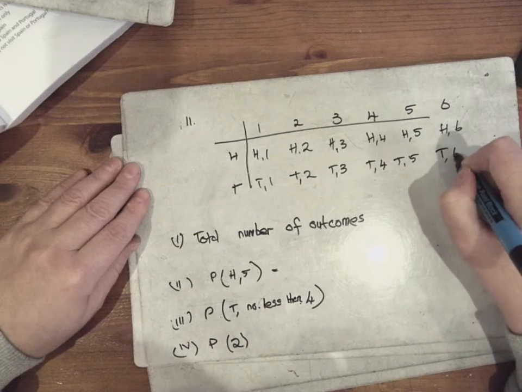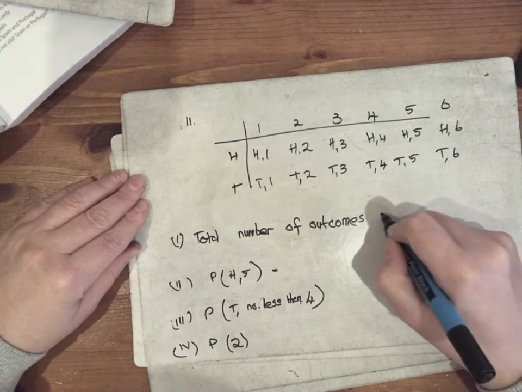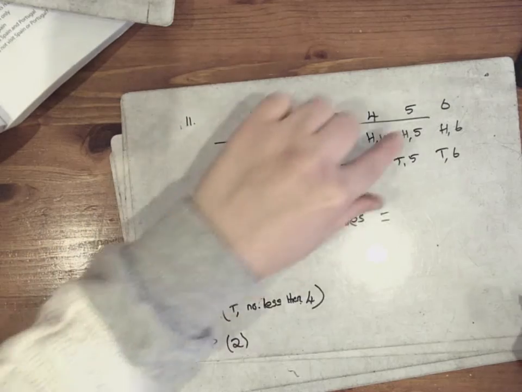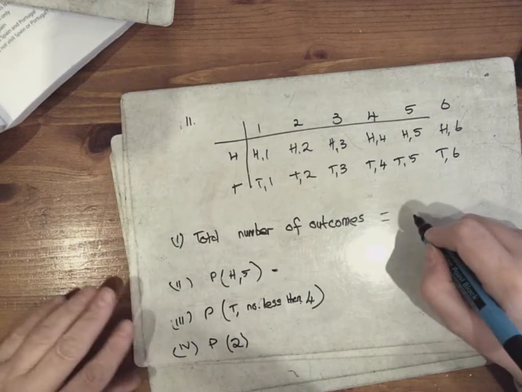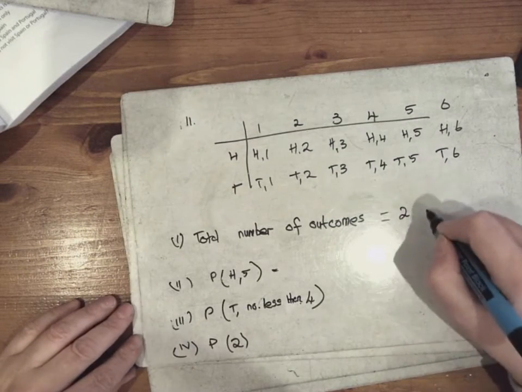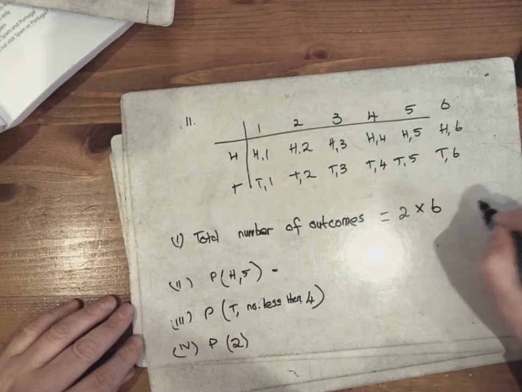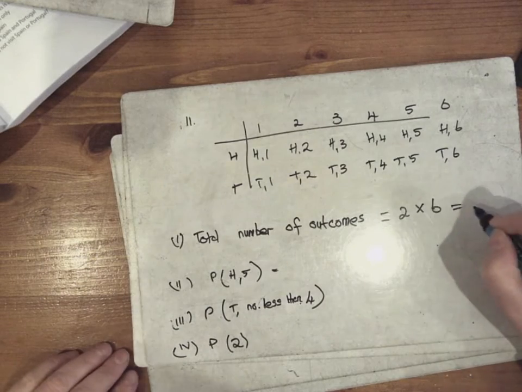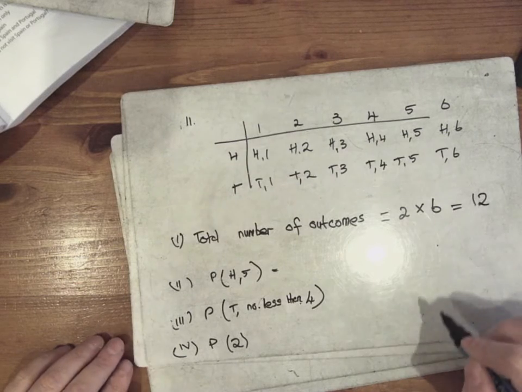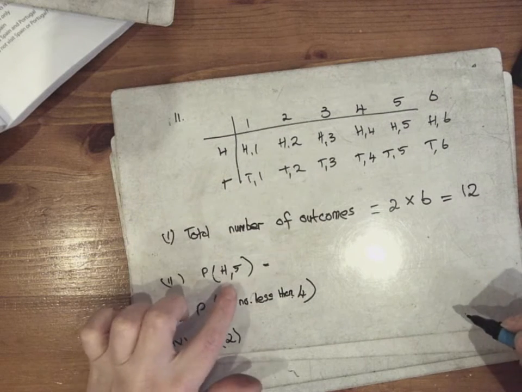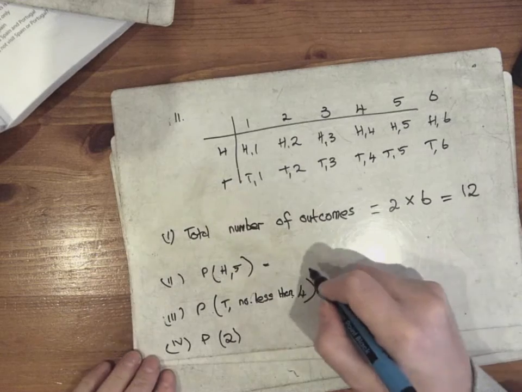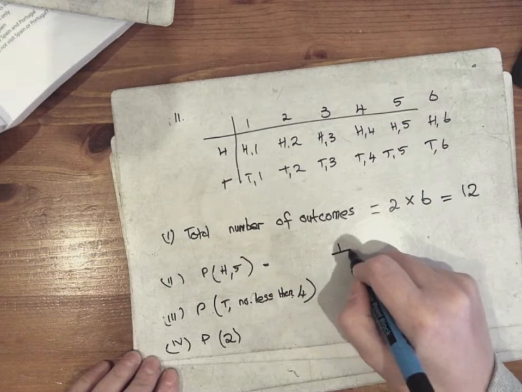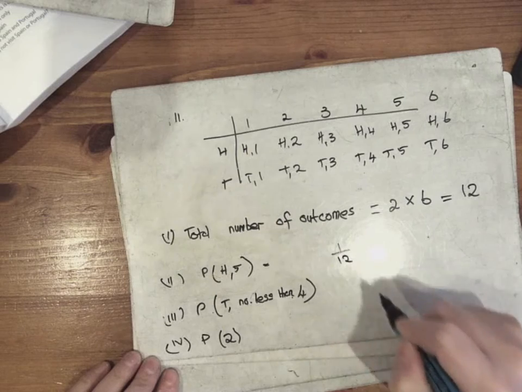So there are all your possible outcomes, and part 1 asks you for the total number of outcomes. Now you could just count them, and there's 12, or you could say there's 2 possible outcomes on the coin, there's 6 possible outcomes on the dice, so 2 by 6 means there's 12 possible outcomes. Right? What's the probability of getting a head with a 5? So of all the outcomes, there's only one H5, so there's 1 out of 12.